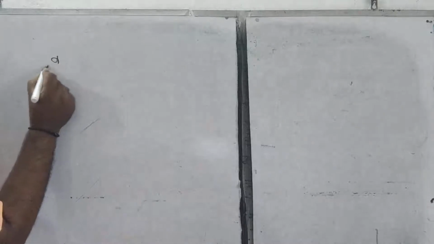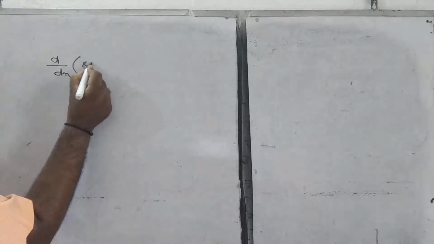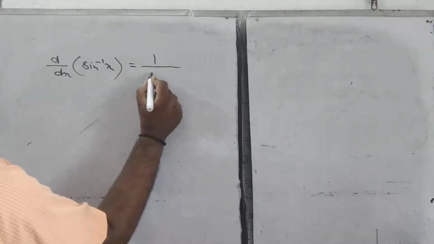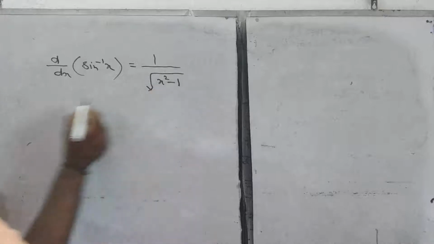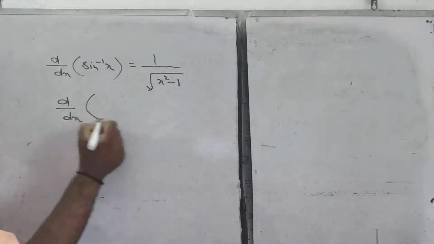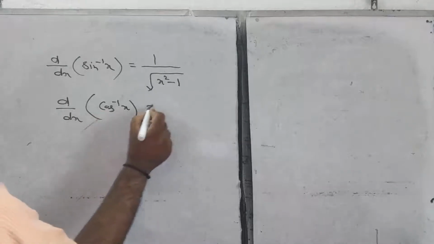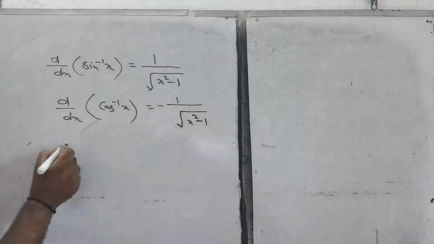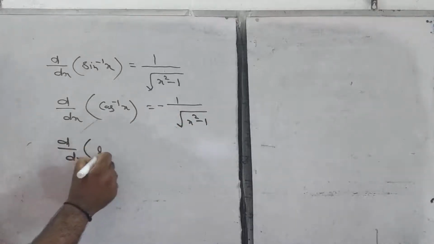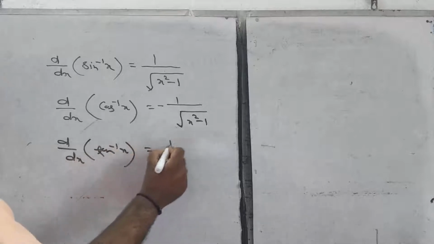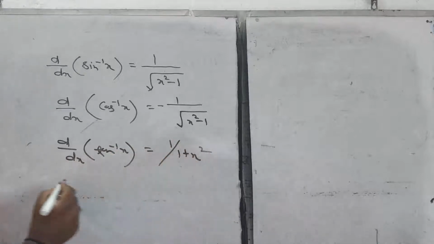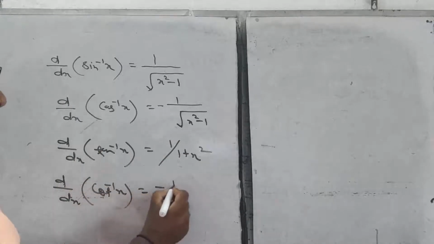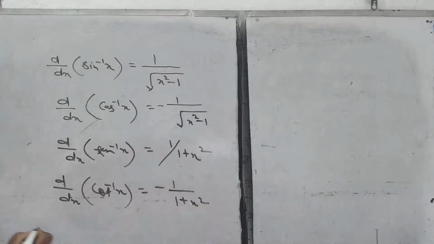So d by dx of sine inverse x is equal to 1 by under root 1 minus x square. D by dx of cos inverse x is equal to minus 1 by under root 1 minus x square. D by dx of tan inverse x is equal to 1 by 1 plus x square. D by dx of cot inverse x is equal to minus 1 by 1 plus x square.